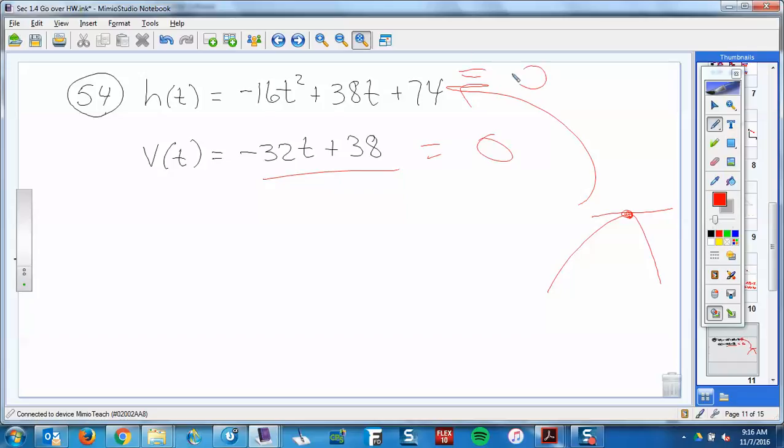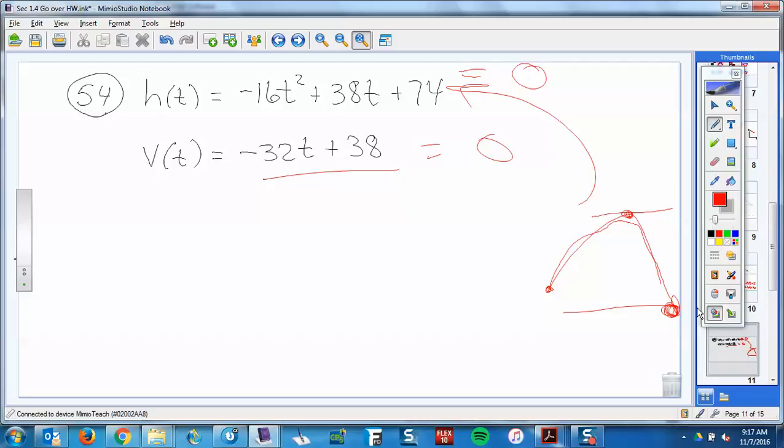Set your height equation equal to 0, because that tells you it was thrown from here and came up, and when the height is 0 is when it was back down on the ground. So you set that equation equal to 0, and that tells you the time that it hit the ground, and that tells you how long it's in the air.